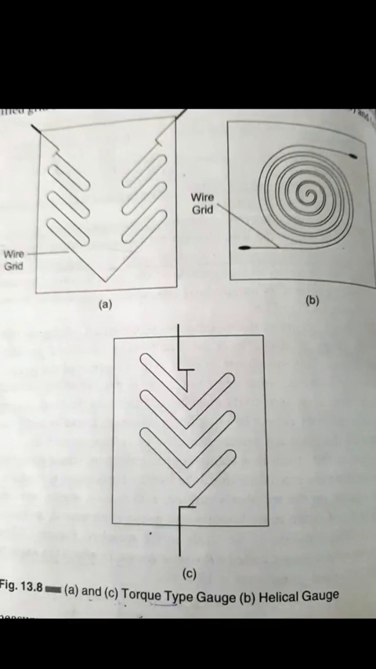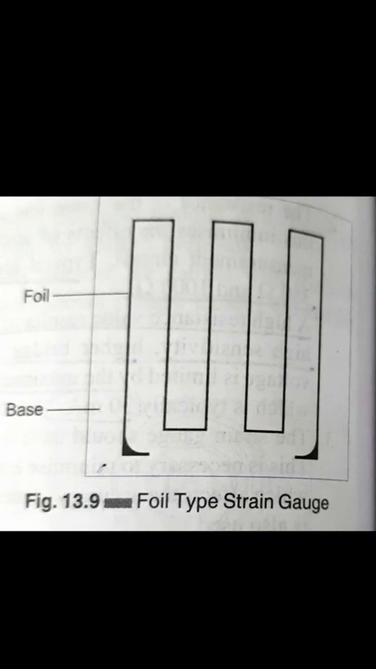The next type is the foil strain gauge. The foil strain gauge is a class of strain gauge, an extension of the resistance wire strain gauge. The strain is sensed with the help of metal foil. The metals and alloys used for the foil and the wire are nickel, constantan, isoelastic, nickel and platinum.